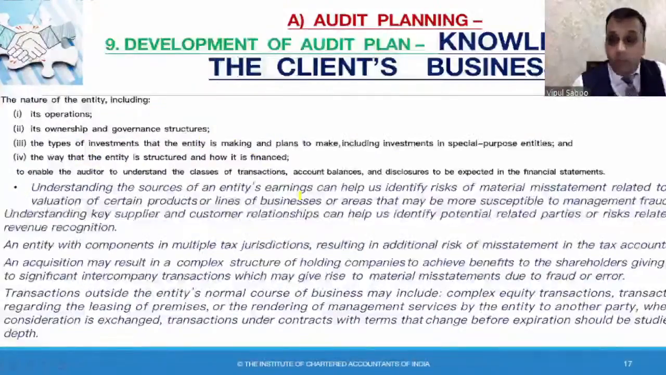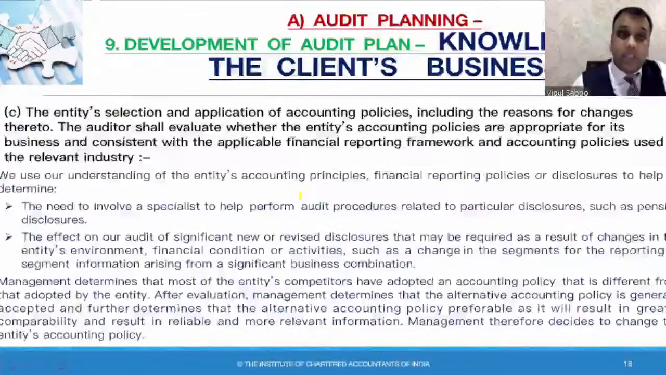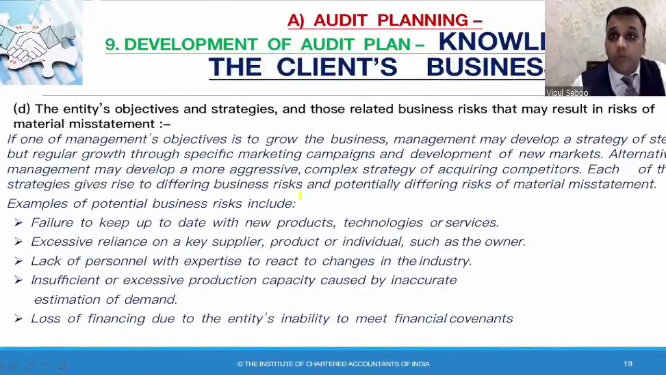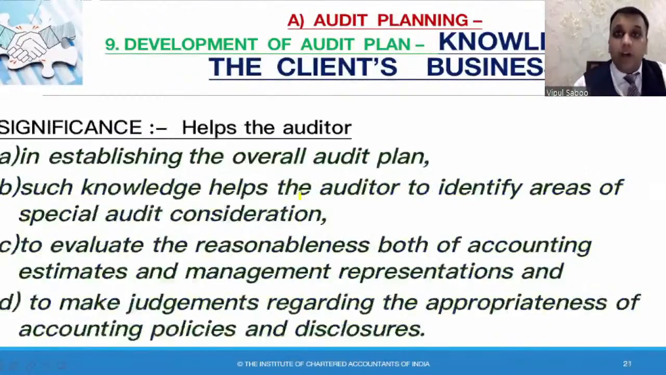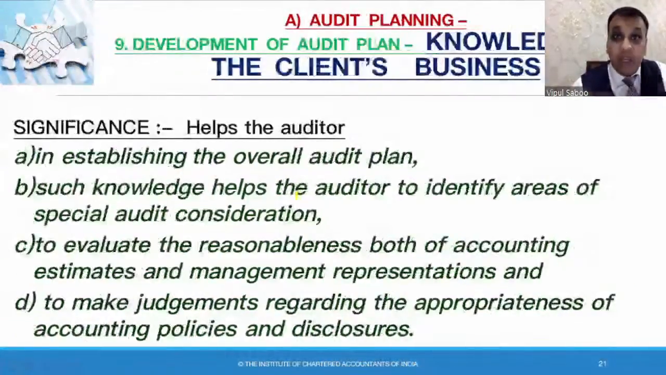After that, we took them one by one, right? The entity's accounting policies and accounting operations, the entity's objectives and strategies, then the measurement and review of the entity's financial performance, and why is it important? Why is the knowledge of the client's business significant? So we had these benefits listed out. How does obtaining the knowledge of the client's business help the auditor? So we did whether planning is a one-time process or a continuing process.